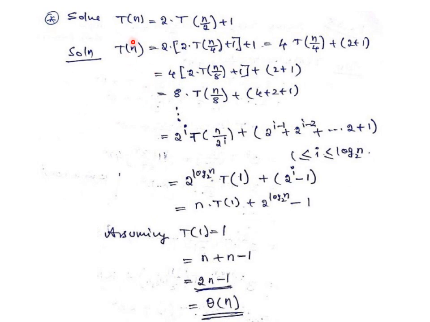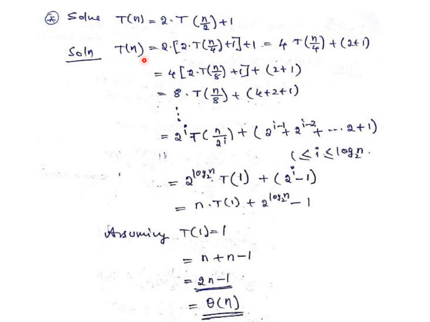Dear students, we will see one more problem here and then we will stop. So T of n equals 2 into T of n by 2 plus 1. This is the given recurrence relation. Here the value of a equals b equals 2 and f of n is equal to 1. f of n is 1 and d is equal to 0 because n to the power 0 is equal to 1.